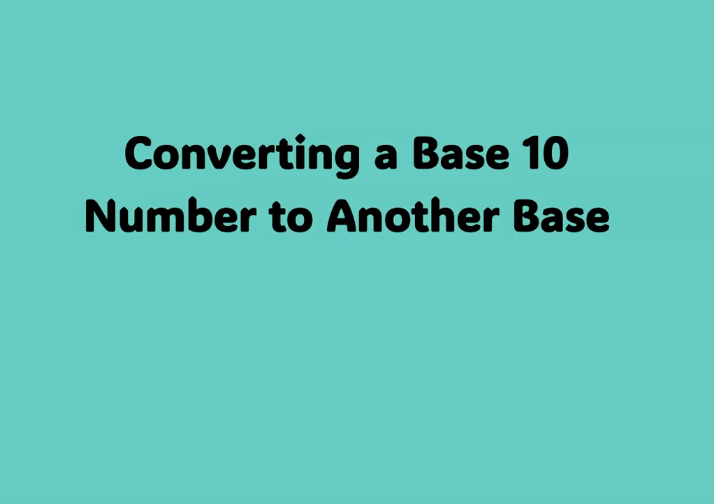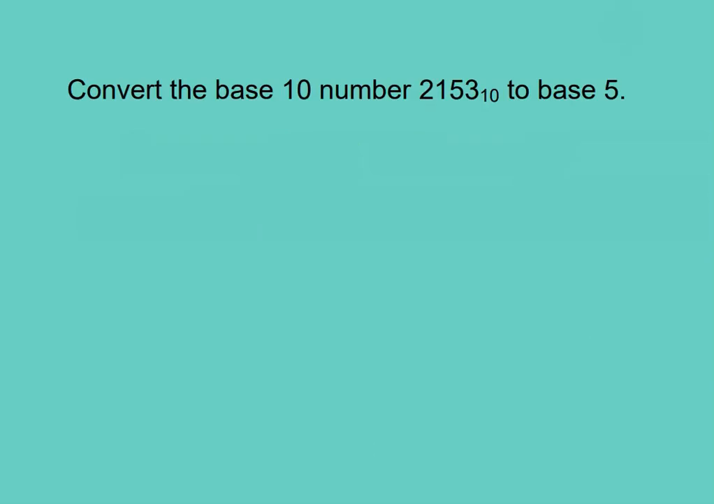Hello, I'm Miss Igo. In this video, we're going to be talking about converting a base 10 number to another base. Let's start by converting this base 10 number, 2,153, to base 5.